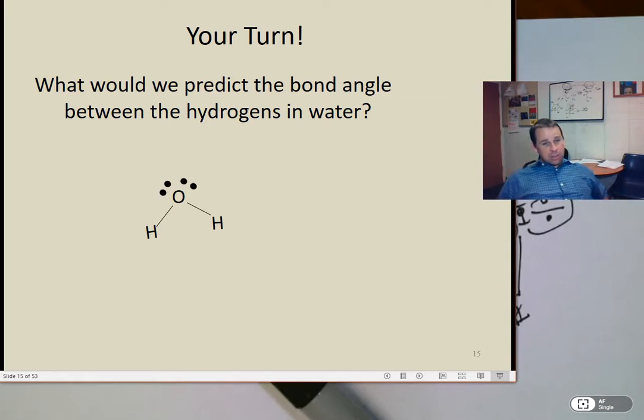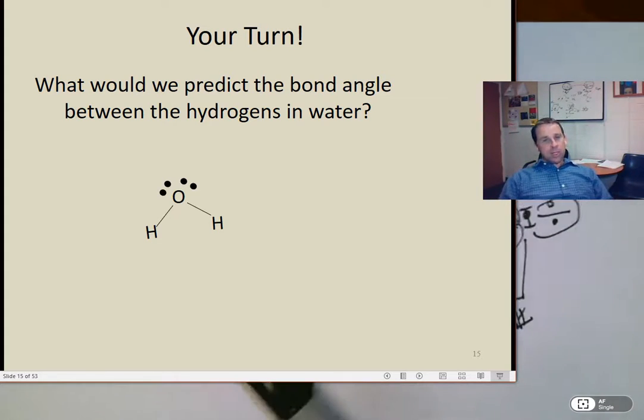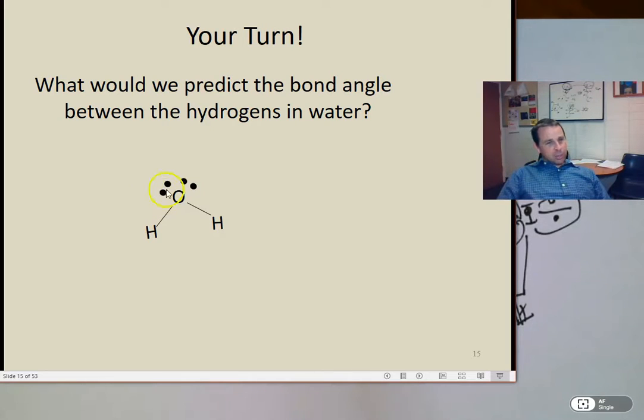If not, push pause. But I'll tell you, the angle here is a little less than 109.5. There's four regions of electron density, tetrahedral shape in terms of the regions of electron density. The actual molecule itself is just a bent molecule, but there's four regions of electron density, so that means this is going to be 109.5, but with these lone pairs, it's going to be a little less than 109.5. The actual angle for a water molecule, here it comes, drum roll.